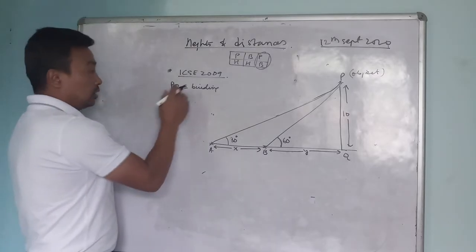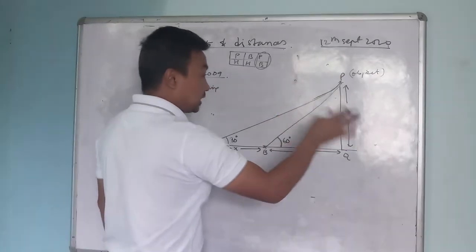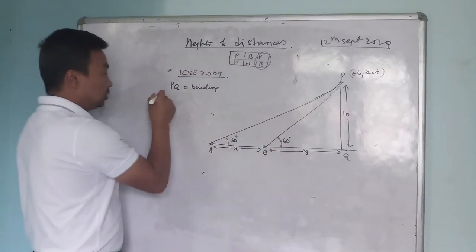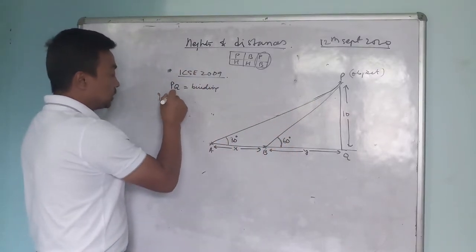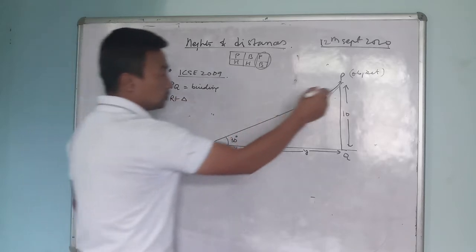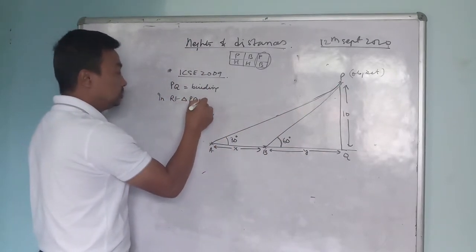Now, the height of the building is given to you, 10 meter. Keep in mind this height is not the hypotenuse. So you have to figure out the two right angle triangles. In right triangle PBQ, let us take the first right triangle PBQ.